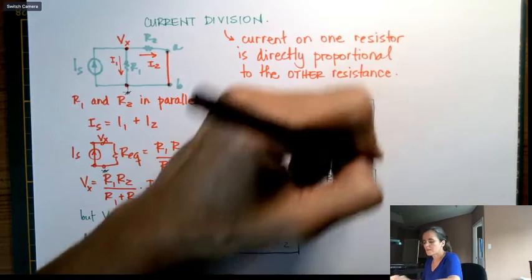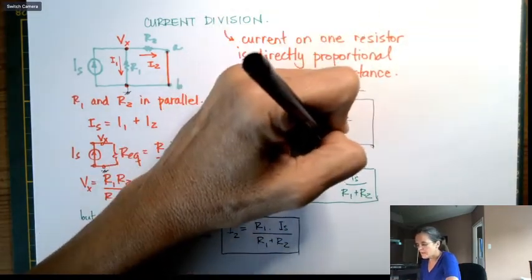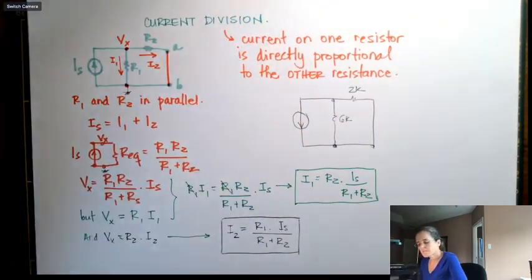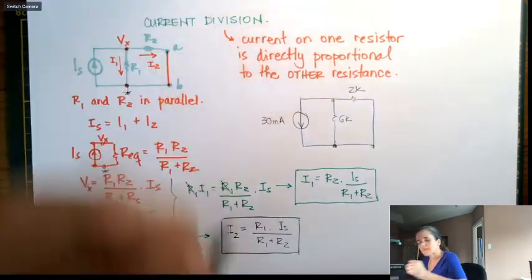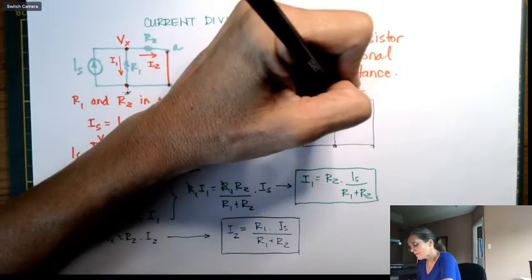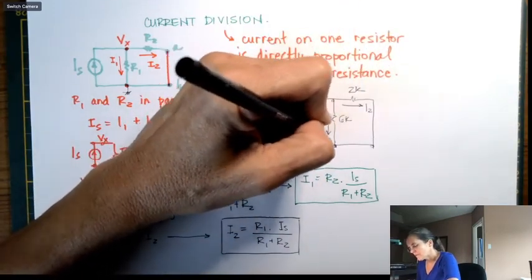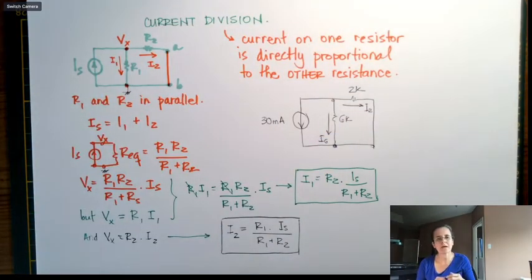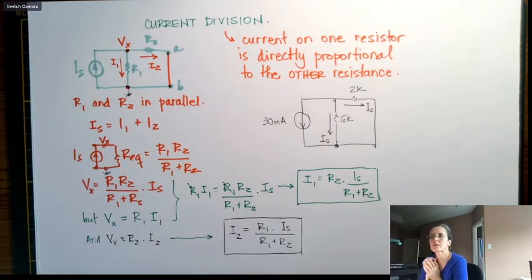So let's see, 6K, 2K, and I'm gonna make this current go down here, and I'm gonna call this 30 milliamps. And I would like you to tell me what is this current here, I2, and what is I6, using only current division without going back to Ohm's law at all. So just these two here, you should be able to solve them, I2 and I6.